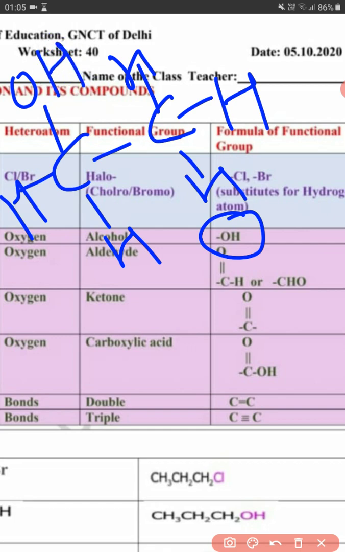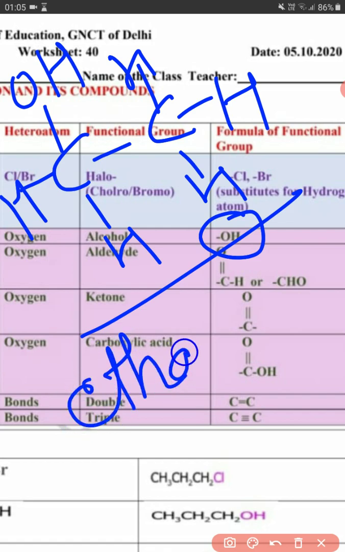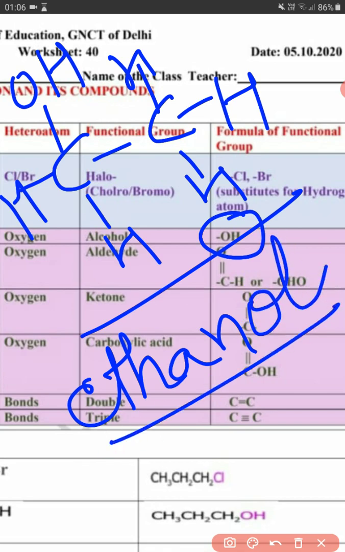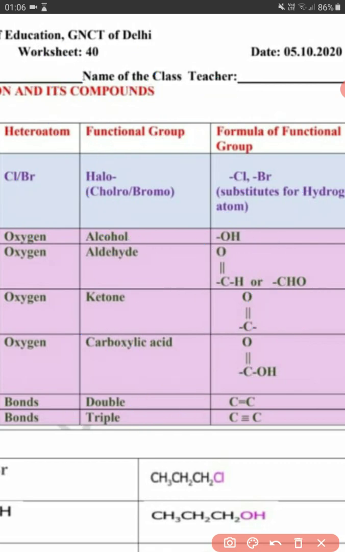Now this compound is known as, we know 2 carbon atoms means ethane, and this E is replaced by OL. So it becomes ethanol. Similarly, we can also write for propane, 3 carbon atoms, propanol, and 4 carbon atoms, butanol.